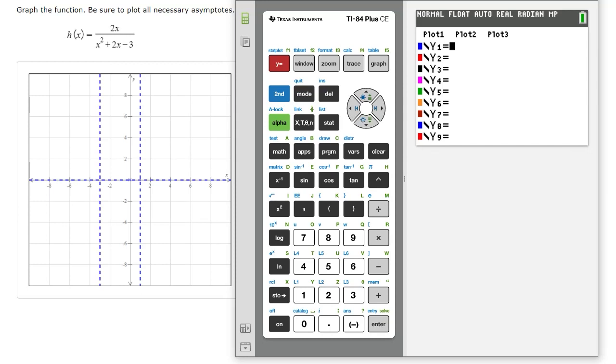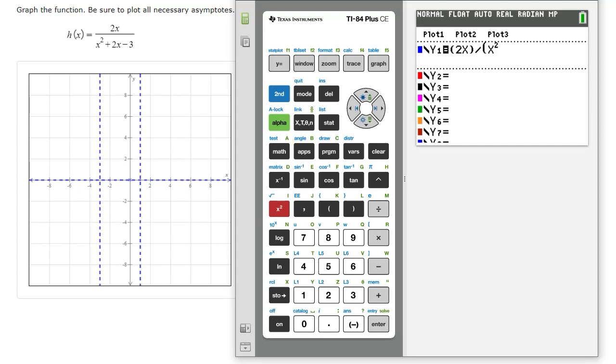I'm going to enter the function into y equals. I have to have the entire numerator in parentheses, so that's 2x divided by, and I'm just going to put the non-factored form, so x squared plus 2x minus 3.